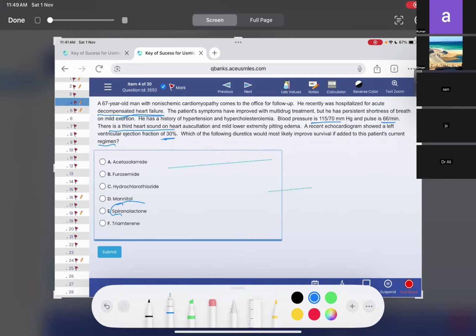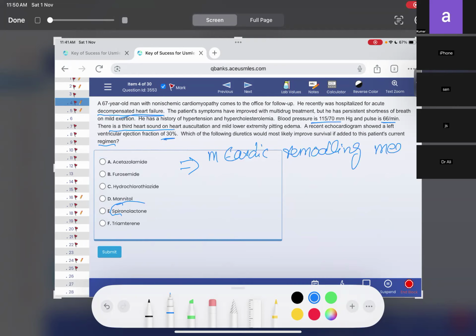Sir, can you explain this cardiac remodeling? What do you mean by that? Like hypertrophy or left ventricular dilatation? Let me show you. Cardiac remodeling means... can anybody tell what happens in cardiac remodeling? Anyone?